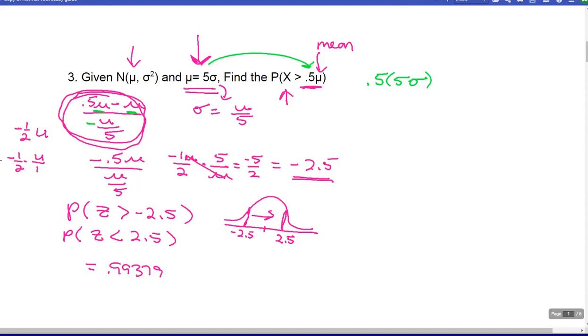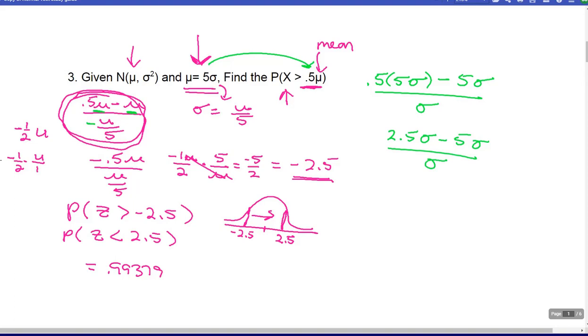All right, and then I'm going to subtract what mu is equal to, right? And then I'm going to divide by mu, or I'm sorry, the standard deviation, sigma, okay? Now, what's half of 5? 2.5. And so what I'm going to get is 2.5 sigma minus 5 sigma, all divided by sigma.